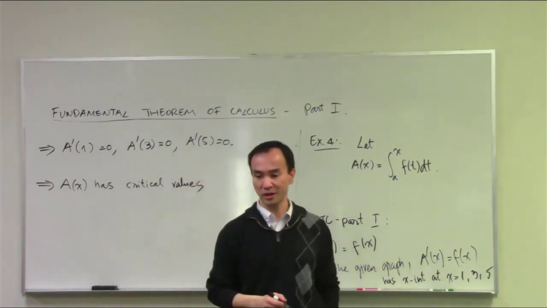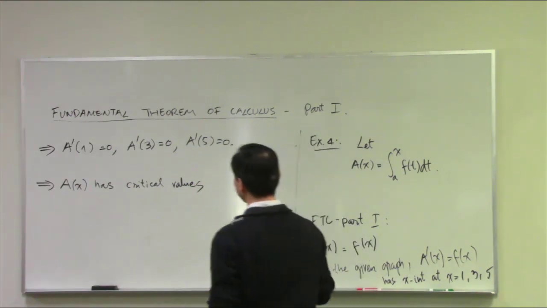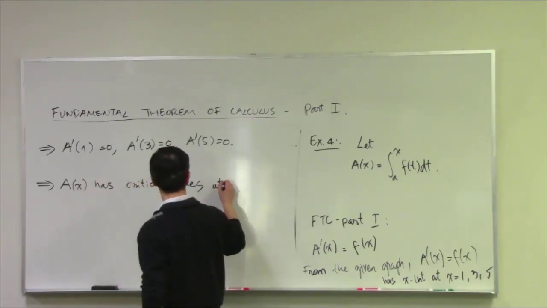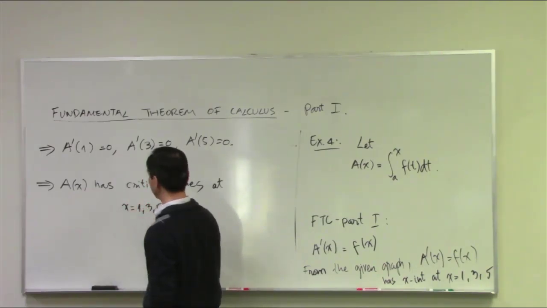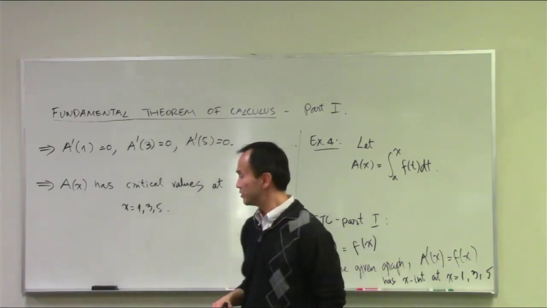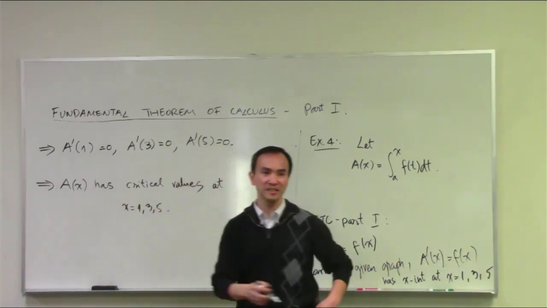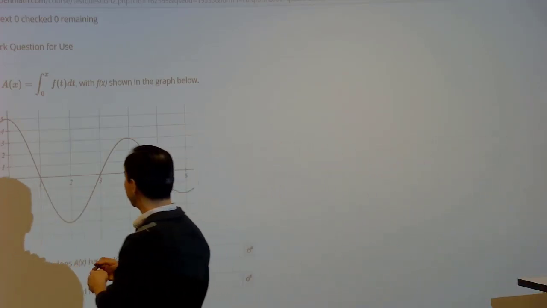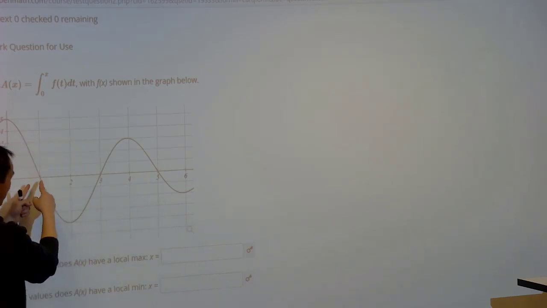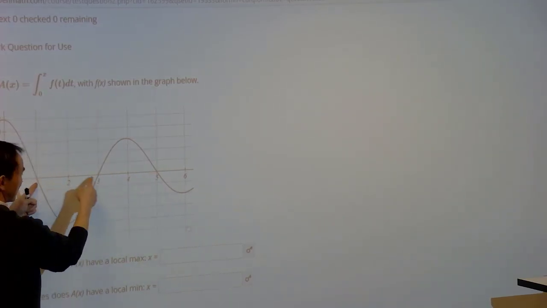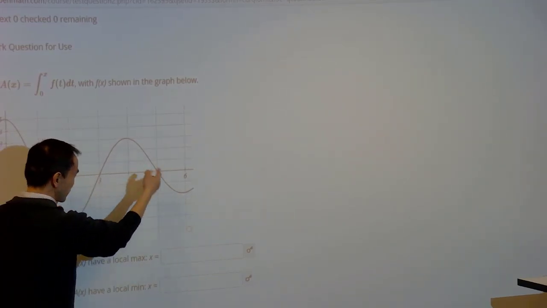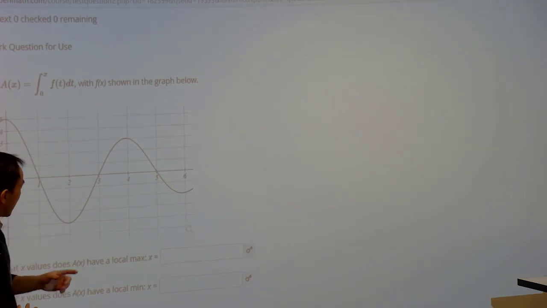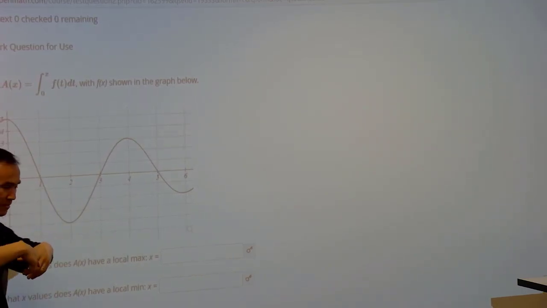You guys all got over with calculus 1, so critical values are a very common term for us now. So the function A has critical values at x equals 1, 3, and 5. That's the one important thing that we have to get. And so now, how do we go from deciding the critical values to finding a maximum or minimum of the function A? A prime has this graph, and A prime crosses the x-axis at these 3 places, x equals 1, 3, and 5, meaning A has critical values there. But how do we decide whether x equals 1 gives me a maximum for A or a minimum for A?